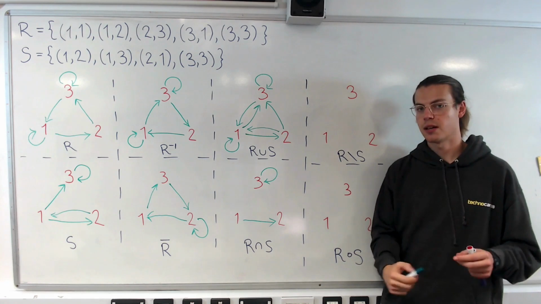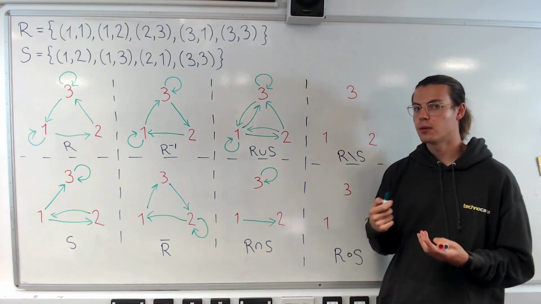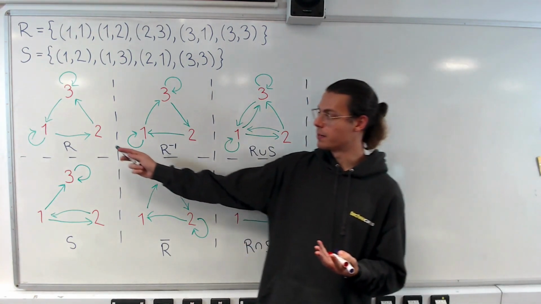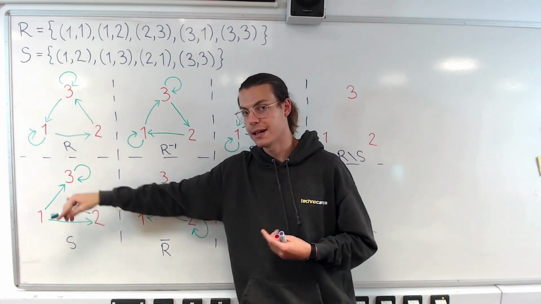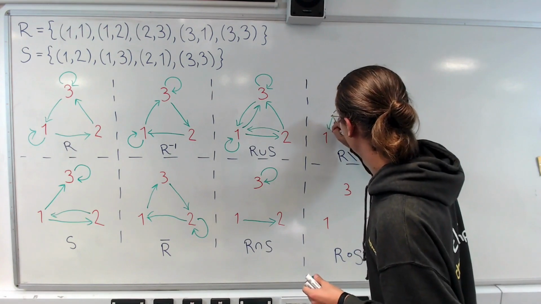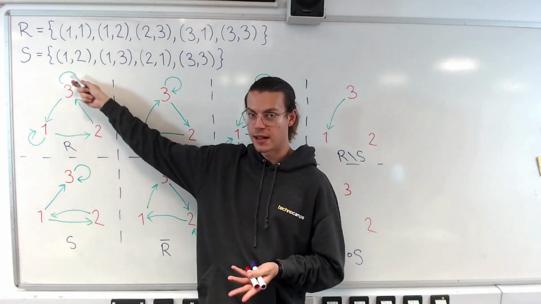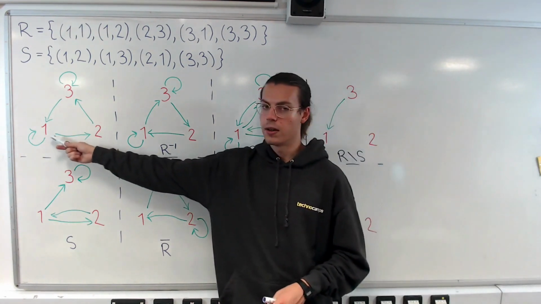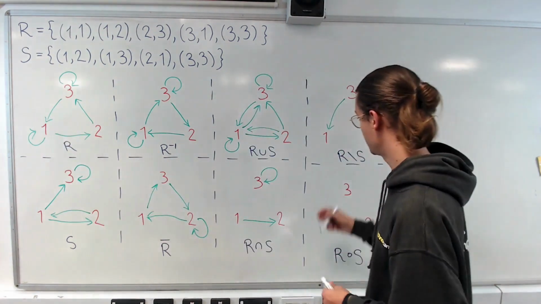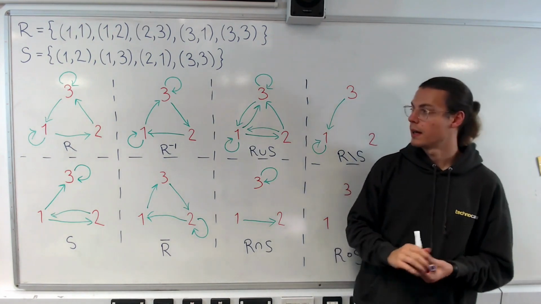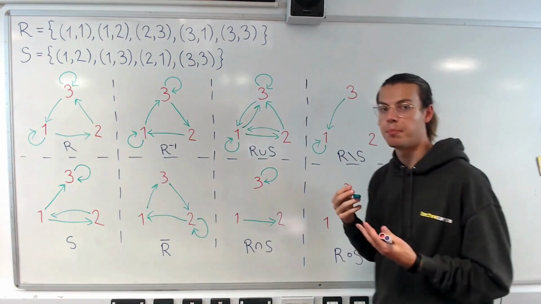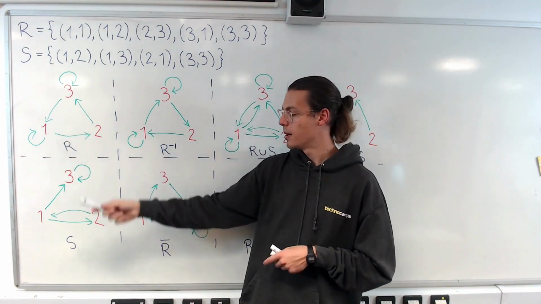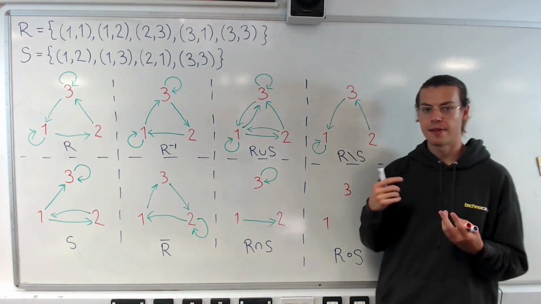Next up, the difference R minus S. This will include all pairs of elements that are related by R but not S. So, for example, 3 is related to 1 by R but not S, so that's included. 3 is related to itself by R but also by S, so that's not included in the difference. 1 is related to itself by R but not S. And 2 is related to 3 by R but not S. And 1 is related to 2 by R but also by S, so that's not included. And we're done. That's the difference R minus S.